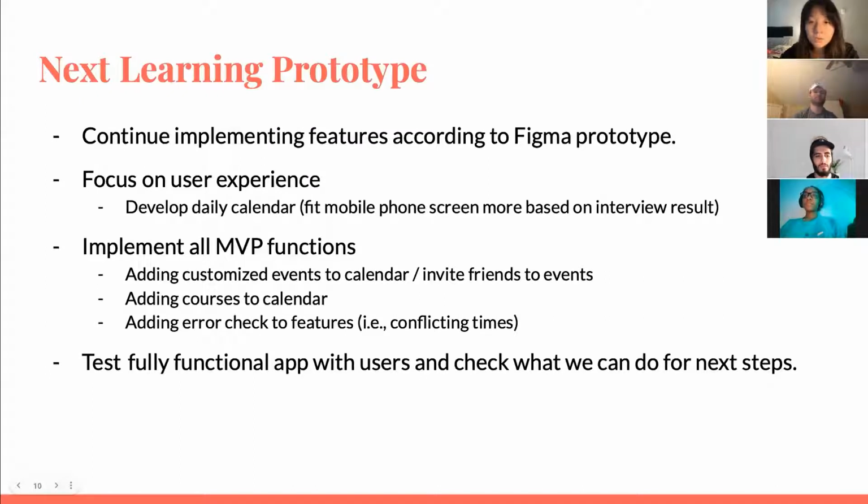We will continue implementing features according to our Figma prototype. For our next learning prototype, we will focus more on improving user experience, such as changing the weekly view calendar to a daily one. We also keep developing features to complete our MVP. We will also make sure adding courses and events works and add error checking. Then we will test the fully functional app with users to get feedback.